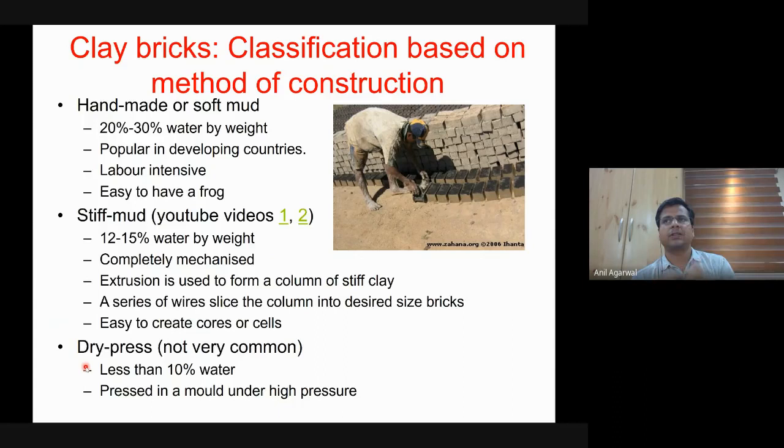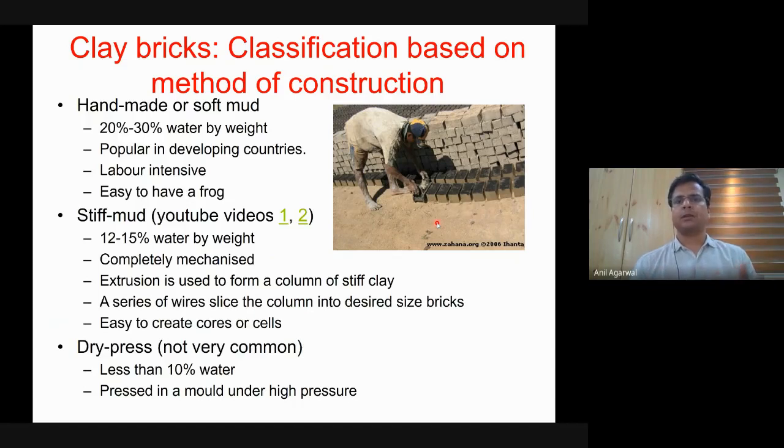The difference is how much water you can add. In the first method you have to add much more water because you are operating by hand. The photo that you see here is from the first method. Basically what you do is you add some water to clay until it becomes soft, and usually you have to add approximately 20 to 30% water of the total weight of clay. That's quite a bit of water that makes clay very soft.